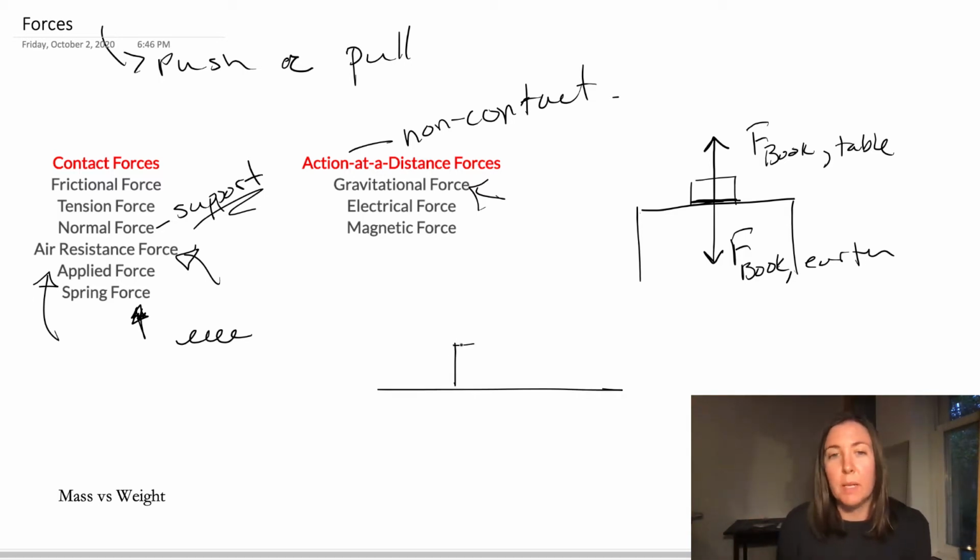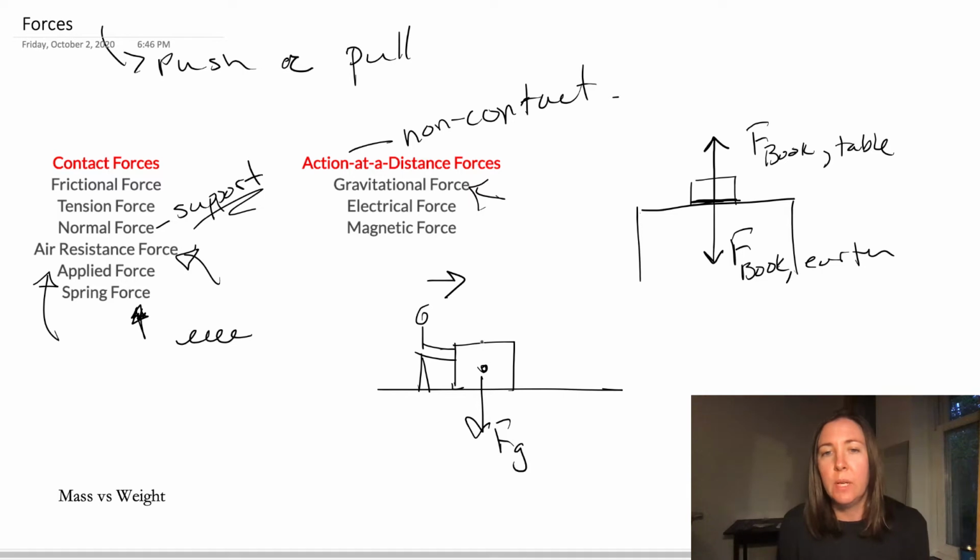If I have a box and a person pushing on this box across the floor, and I were to talk about all of the forces on the box, I would have the force of gravity pulling down, the normal force or the support force pushing up, and then the applied force by the person this way. Notice there are two different ways that I've labeled. This way is the force on the book by the table, and this way is a little shorter hand, just labeling the type of force.